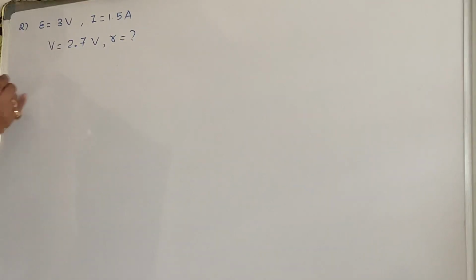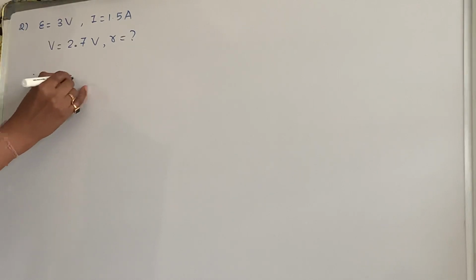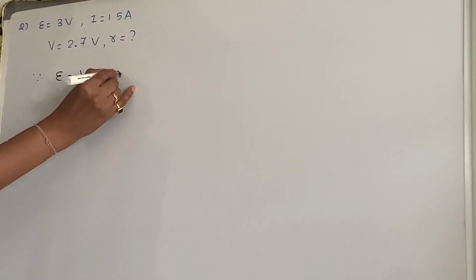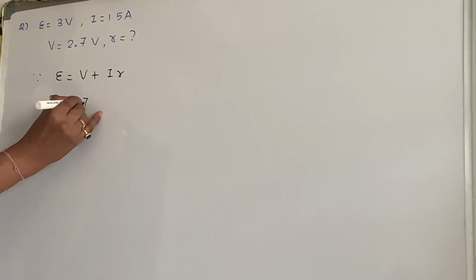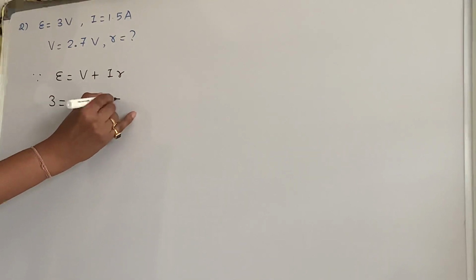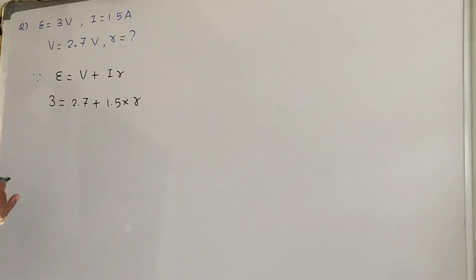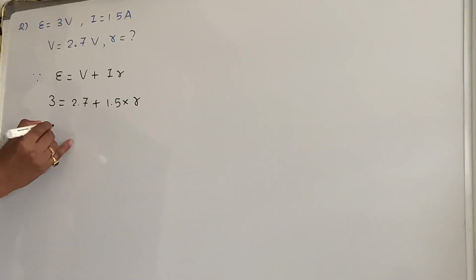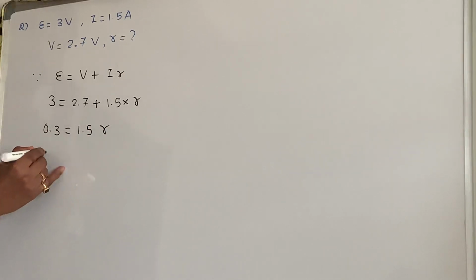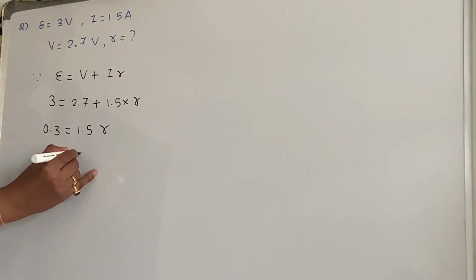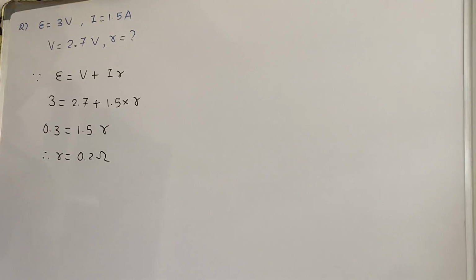So can I write here, since E is equal to V plus Ir. So this is 3, V is 2.7 plus this is 1.5 into r. So this comes out to be 0.3 is equal to 1.5 into r. So you can write r is equal to 0.2 ohm.